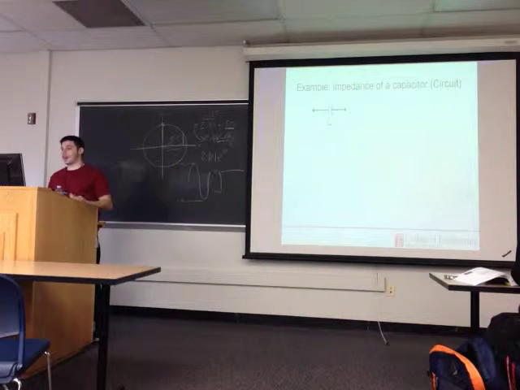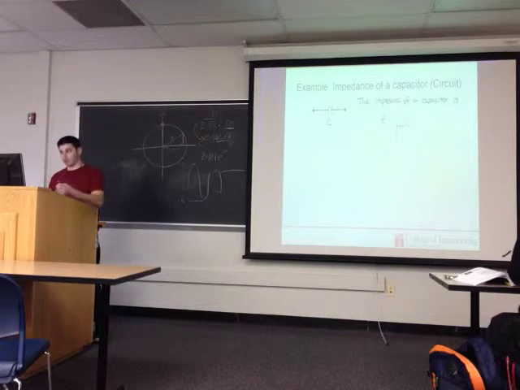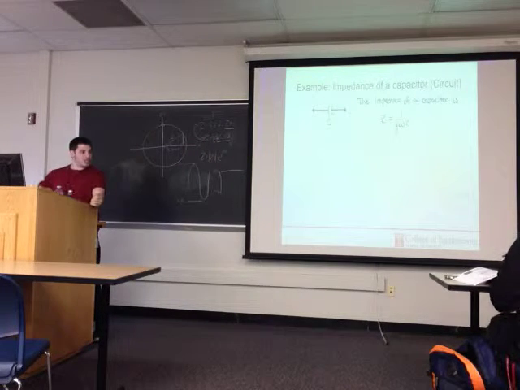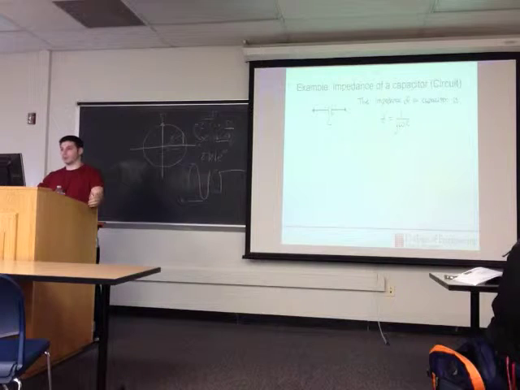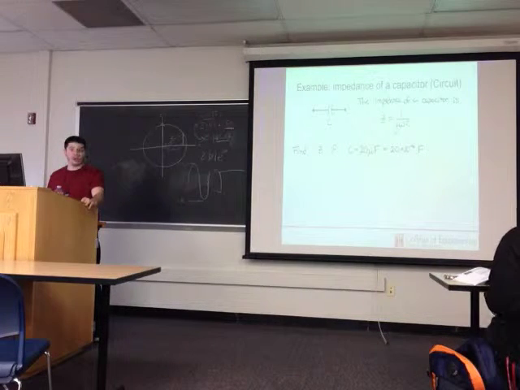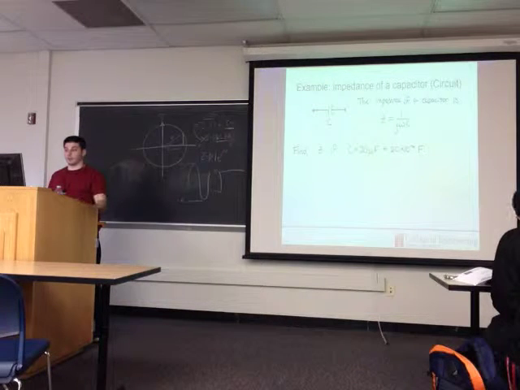So the impedance of a capacitor is represented by this equation again. Off the bat, does this have a real component? There's only a J component in here, so it just has an imaginary component. So to find Z, how are we going to find Z? We're given our values. We're just going to plug this in, right?